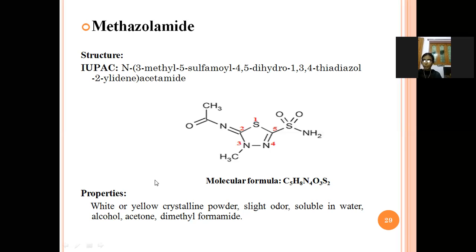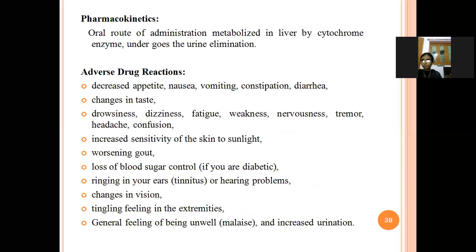Next, the properties are: it is a white or yellow crystalline powder, slight in odor. It is soluble in alcohol, water, acetone and dimethyl formamide. Next, pharmacokinetics: the route of administration is oral, and it is metabolized in the liver by cytochrome enzymes and undergoes urine elimination.